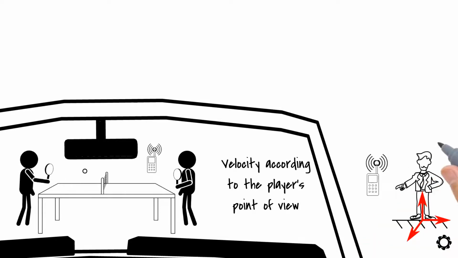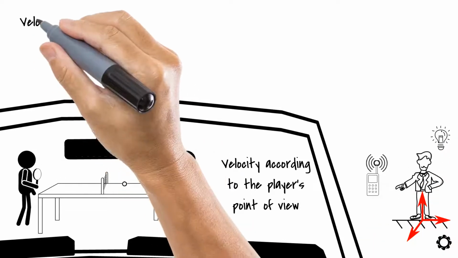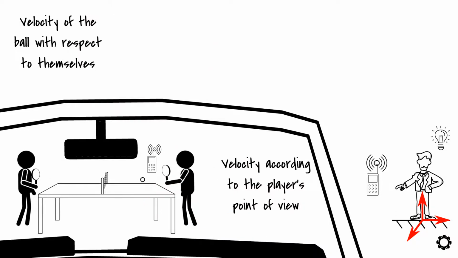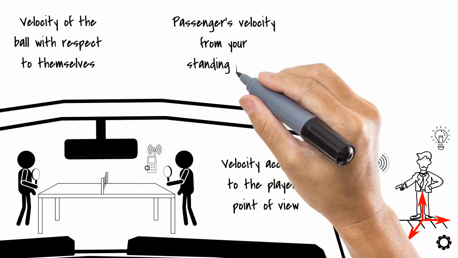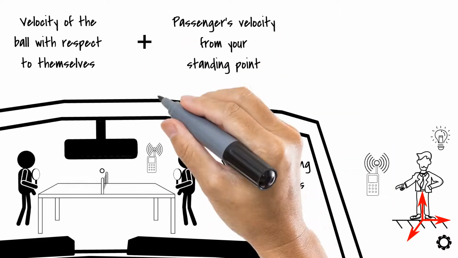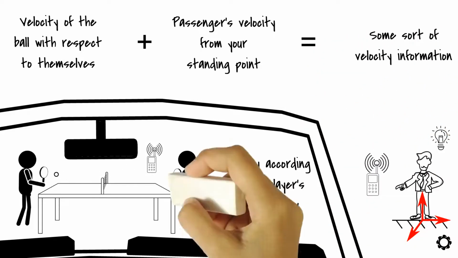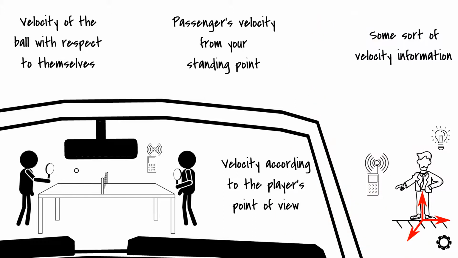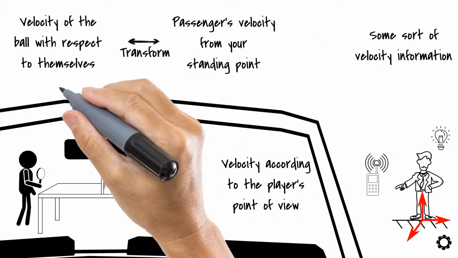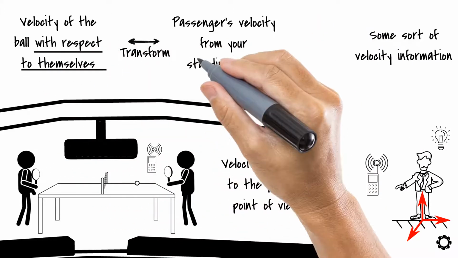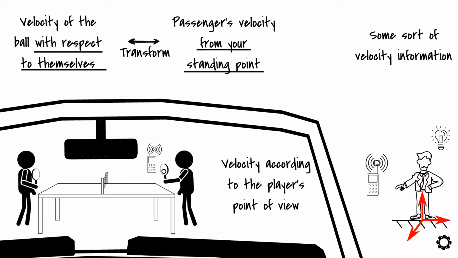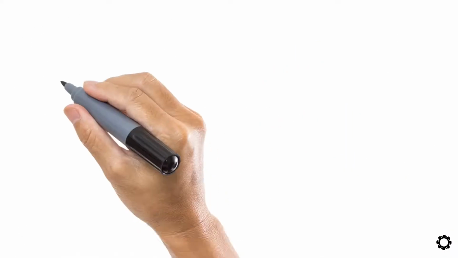You come up with the idea that if the player knows the velocity of the ball with respect to themselves, and you know the passenger's velocity from your standing point, then add these two, and finally you have some sort of velocity information. But sadly, it's not the way you wanted, because how do you transform the velocity given by the passenger to a velocity in your reference system? Good question. Let's check what we have until now.